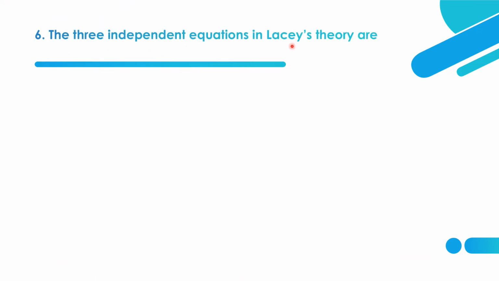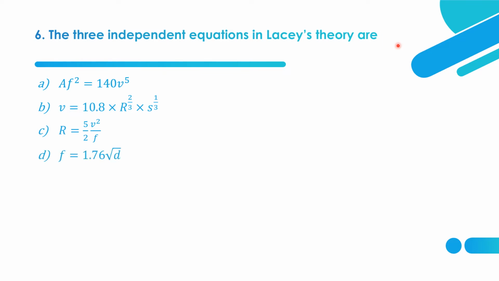The three independent equations in Lacey's theory are: option A, A f square is equal to 140 V power 5, where V is velocity, A is area of flow, f is silt factor. So option B, C, D. There are three options that are correct. So this is a MSQ type question, multiple select question. We have to select three options among the four to get the three independent equations in Lacey's theory. So the first three options are the correct ones.